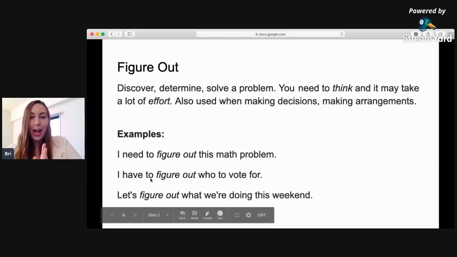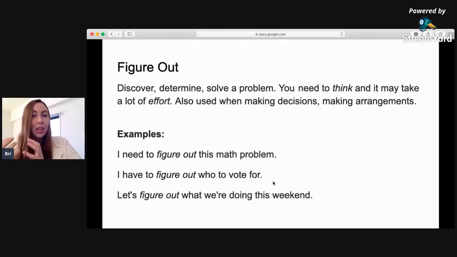If you said find out, I have to find out who to vote for. It sounds like it's already determined, right? I have to find out who to vote for. It sounds like somebody already decided it for you, and you just need to find out who it is.